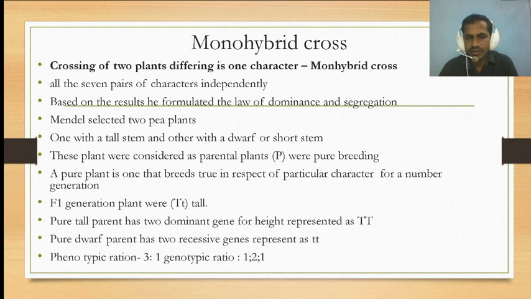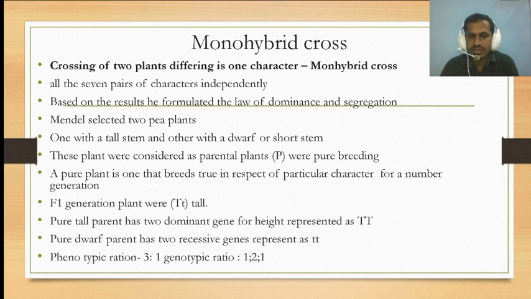For that, Mendel chose seven pairs of characters: height of the stem, color of the flower, pod shape, pod size, position of the flower, cotyledon shape and seed color. These seven pairs of characters were selected for this experiment. Based on the monohybrid cross results, he formulated the law of dominance and the law of segregation, or the law of purity of gametes.